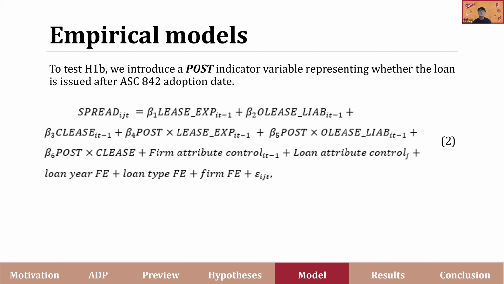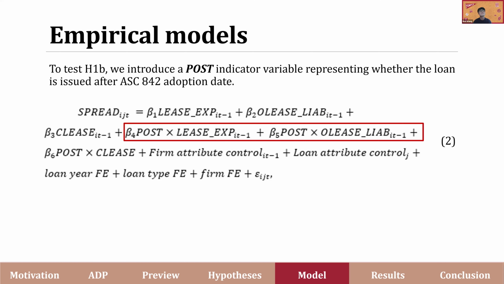We also examine whether ASC 842 adoption could affect how lenders price those two alternative lease measures. We introduce a post dummy, indicating whether a loan is issued after ASC 842 was adopted, to the model. The coefficients of interest in this model would be those on the two interactions between post and the measures.